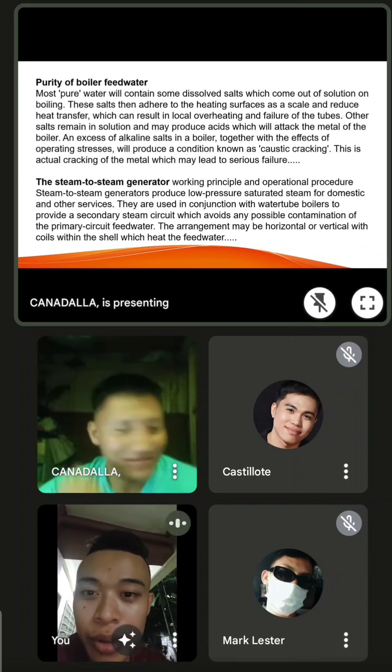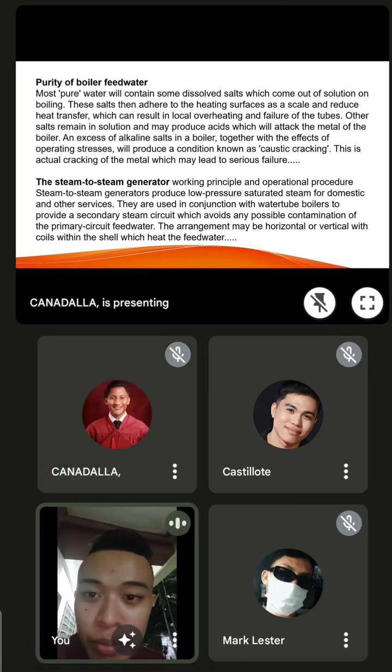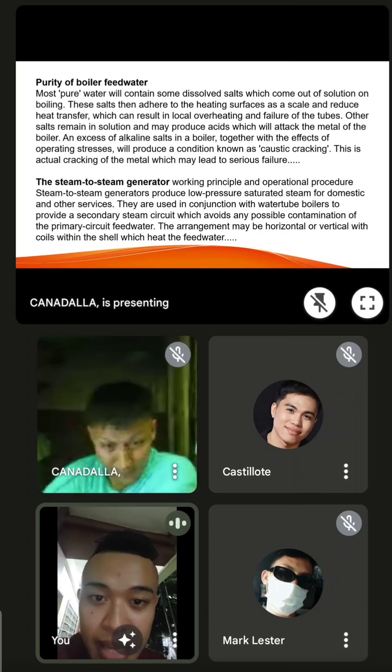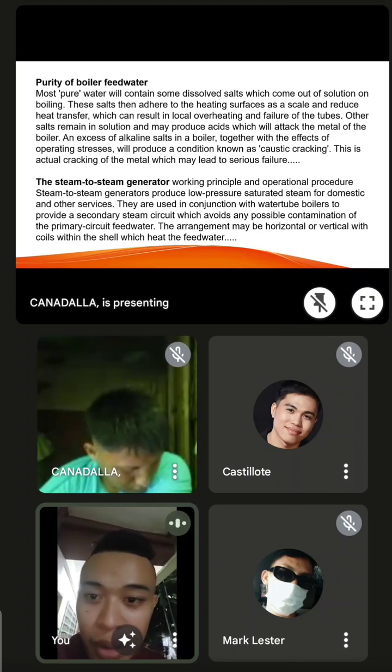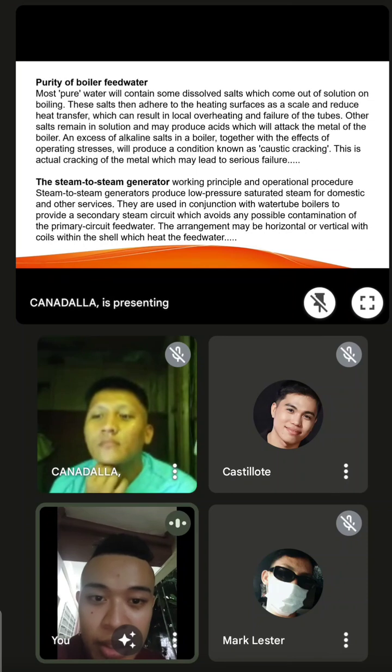Purity of boiler feed water. Most pure water will contain some dissolved salts which come out of solution on boiling. This salt can then adhere to heat surfaces as scale, reducing heat transfer, which can result in local overheating and failure of the tubes. Other salt remains in solution and may produce acids which attack the metal of the boiler. An excess of alkaline salt in a boiler, together with the effects of operating stresses, will produce a condition known as caustic cracking. This is actual cracking of the metal which may lead to serious failure.